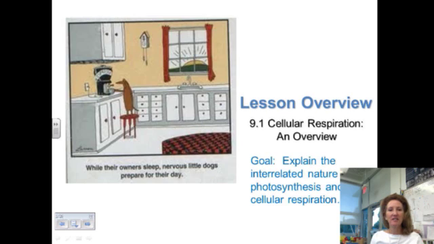All right, so our Far Side is cute. While their owners sleep, nervous little dogs prepare for the day. He's drinking coffee. Those little dogs are all yippy and stuff like that.